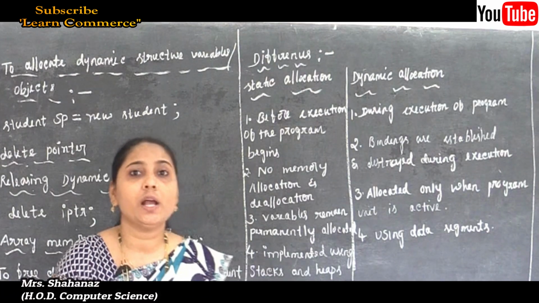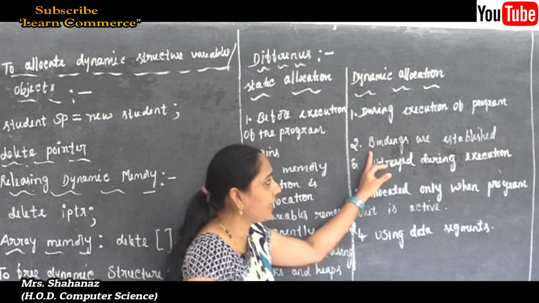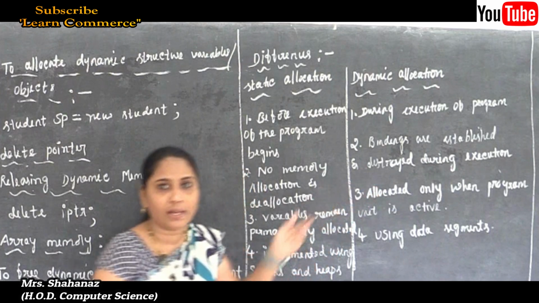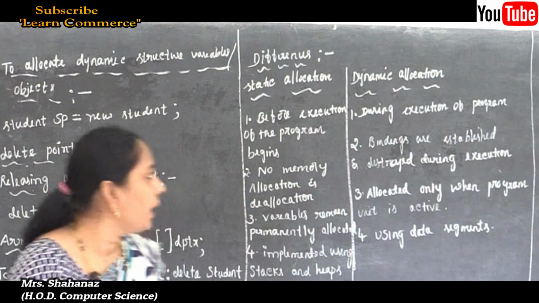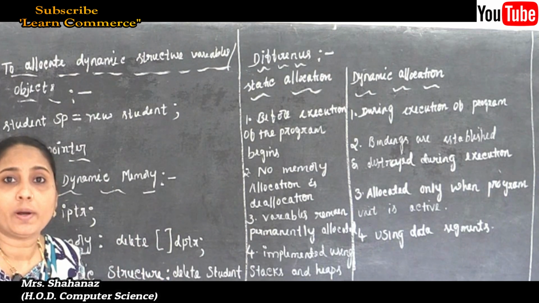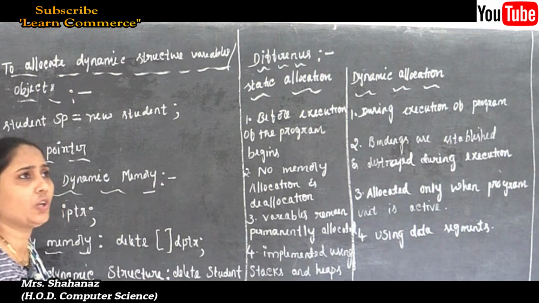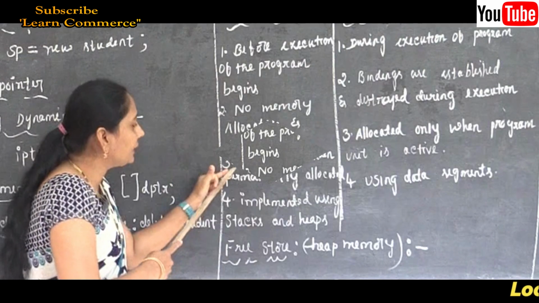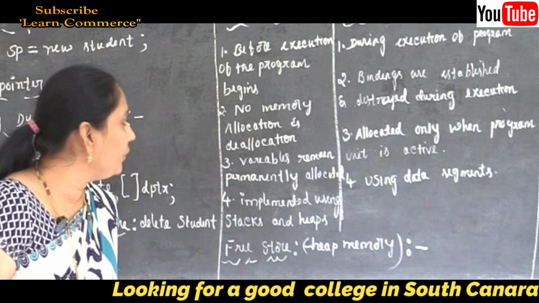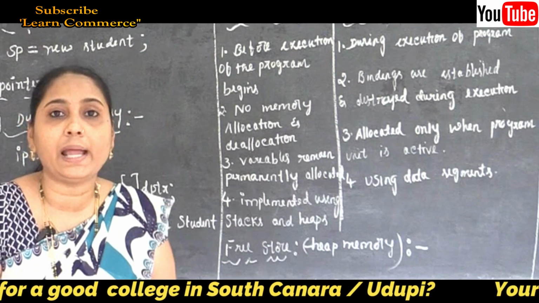Clear this point here? So the memory bindings are established and also destroyed. That means whatever memory is allocated, such memory is going to be destroyed during the execution of the program. So this is about dynamic allocation of memory here. And the third point, in our static allocation of memory, we can say that the variables remain permanently allocated.